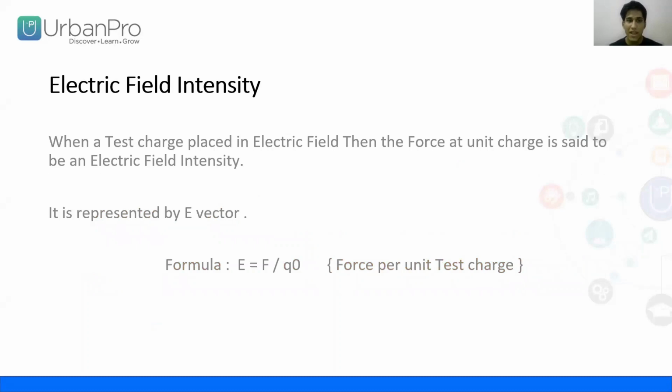So now, what is electric field intensity? When a test charge is placed in an electric field, the force per unit charge is said to be the electric field intensity. And the formula is E equals force over Q naught. Force is the electrostatic force, and Q naught is the test charge that we have. The electric field intensity is represented by E, and it is a vector.